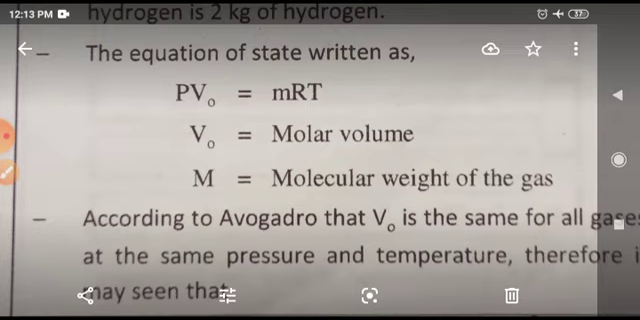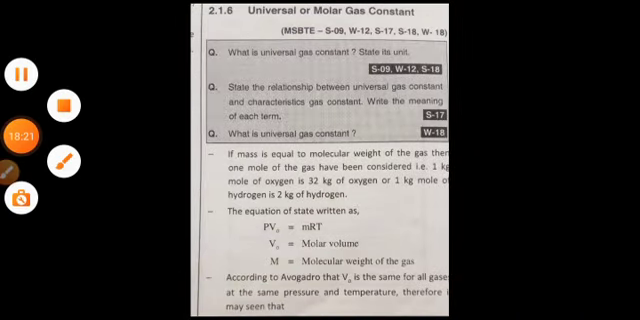Therefore, it may seem that mR is also constant. Since V0 is constant, mR will also be constant, which is equal to R0. Therefore, P V0 = R0 T, where mR is replaced by R0. R0 is called the molar or universal gas constant, which is the product of molar mass and the characteristic gas constant.